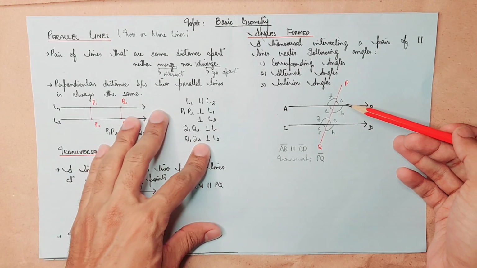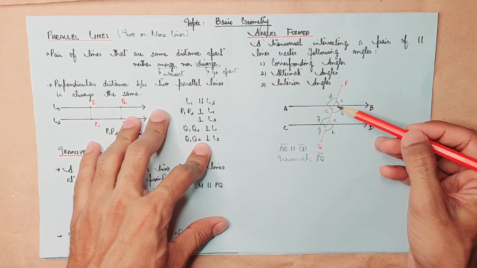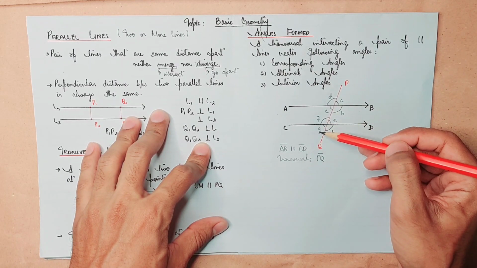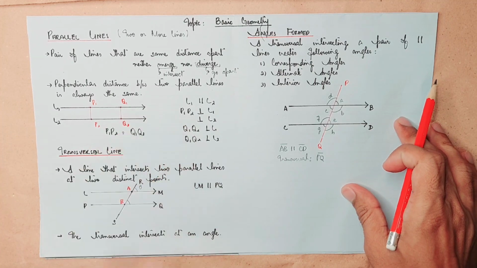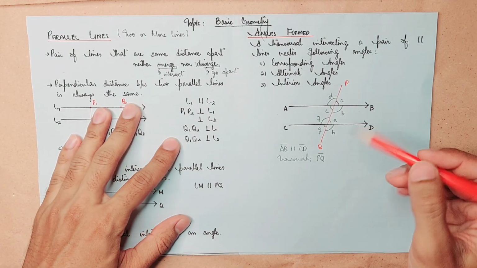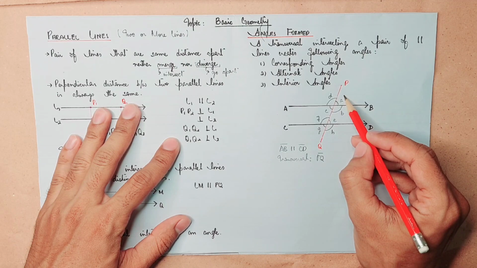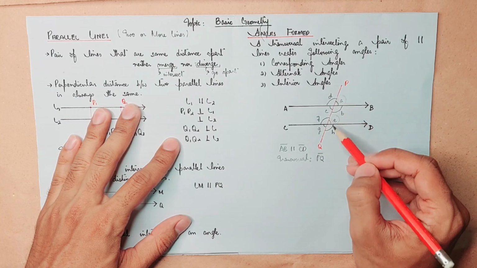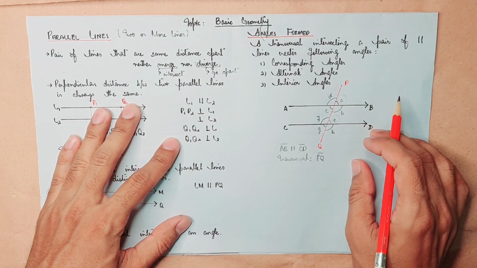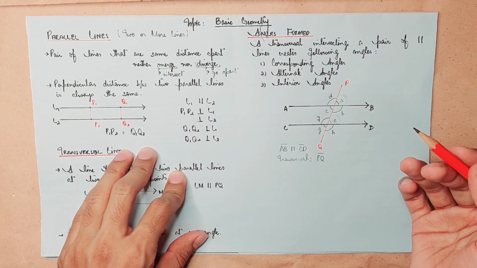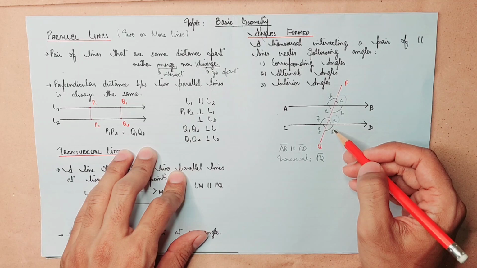I have named these angles. The angles produced at this point are A, B, C, D, and the angles produced at this point are E, F, G, H. I named these angles so that I can clarify the properties regarding them. Firstly, let us see what corresponding angles are. If you observe here, angle A and angle E are at the same relative position. If two angles are produced at corresponding positions, these angles are called corresponding angles.